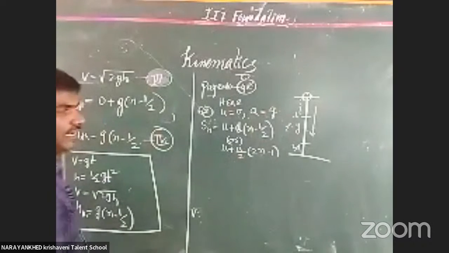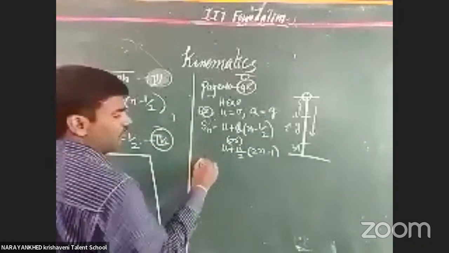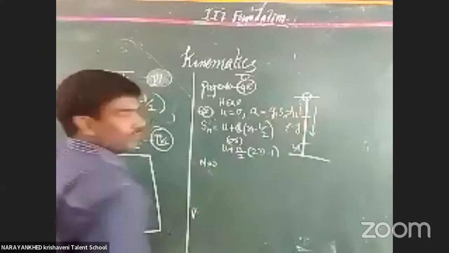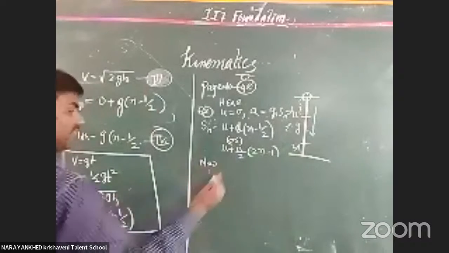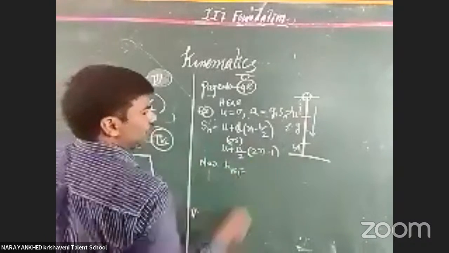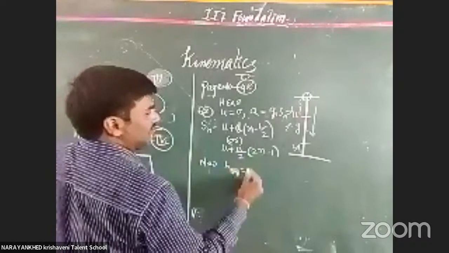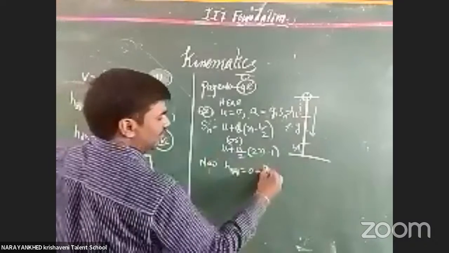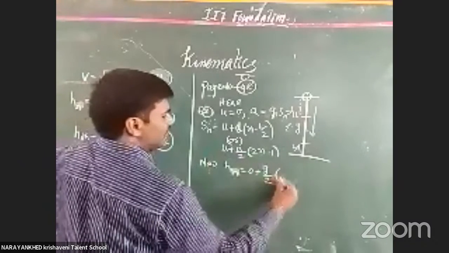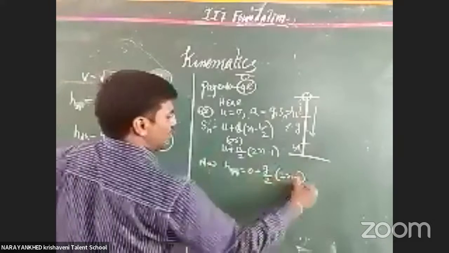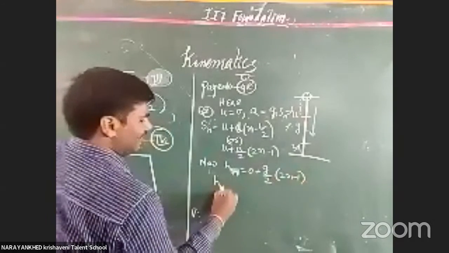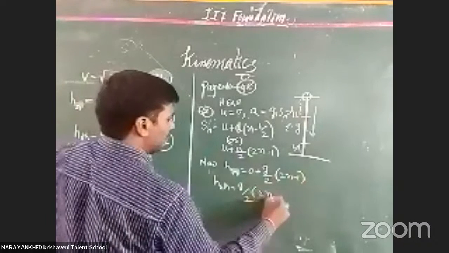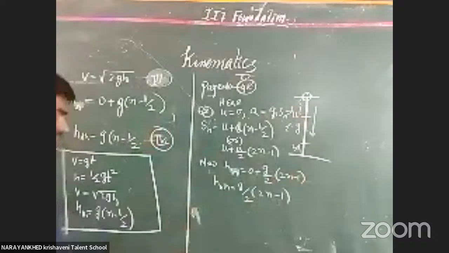Now Sn becomes what? Sn is here h. Clear now? h is equal to hn, which is, with u becoming 0 and a becoming g, g by 2 into (2n minus 1). That is what we get. hn is equal to g by 2 into (2n minus 1).